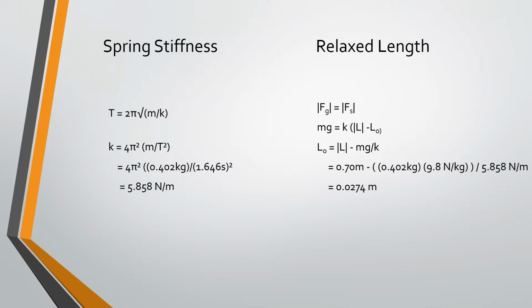As shown by the equation, the magnitude of the force of gravity is equal to the magnitude of the force of the spring. Therefore, mass times gravity is equal to the spring stiffness times the stretched length minus the relaxed length. We can rearrange this equation to be L naught equal to the stretched length minus mass times gravity divided by the spring stiffness. I found the relaxed length of the spring to be equal to 0.0274 meters.